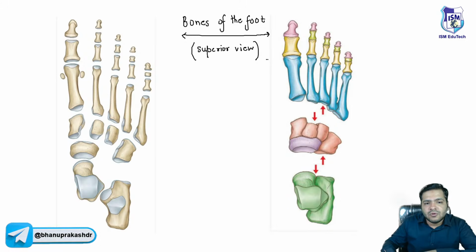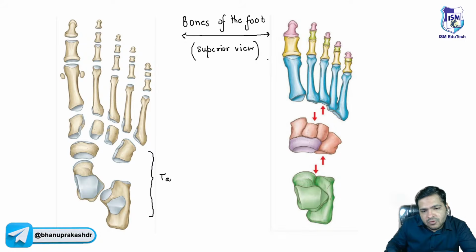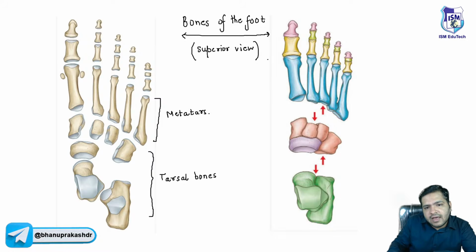Okay beta, so remember, the bones of the foot are divided into three regions. We have the tarsal bones, we have metatarsals, and we have phalanges.